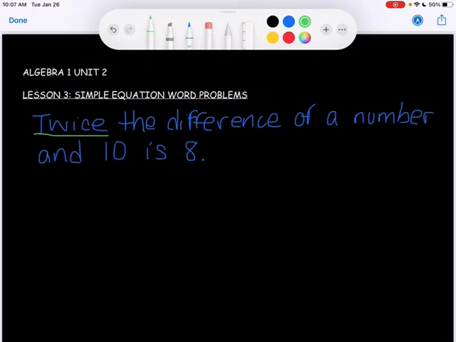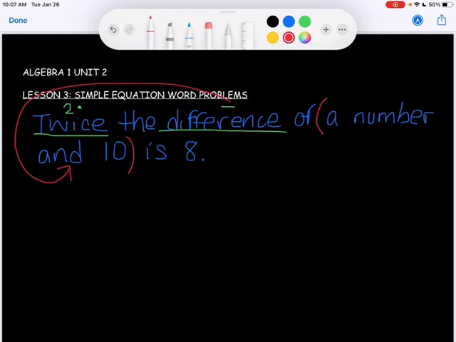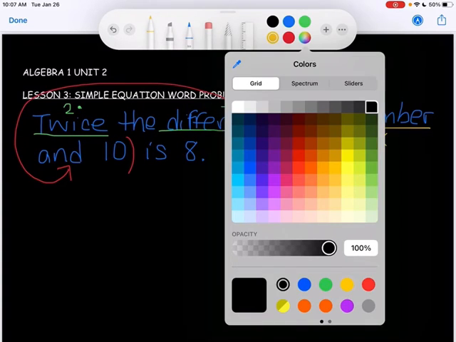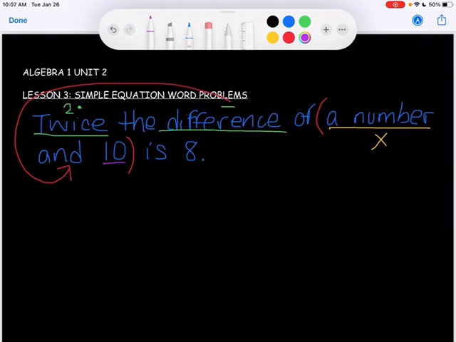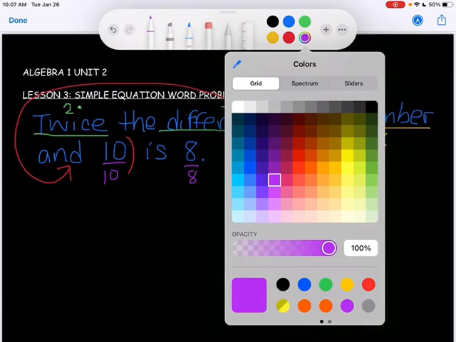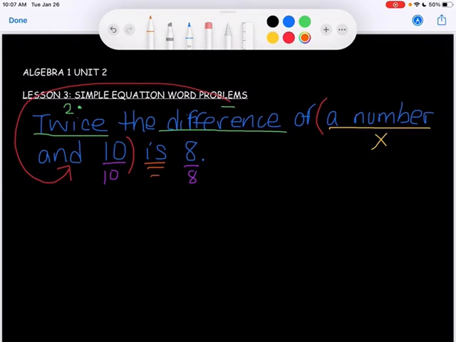Twice means I'm going to be multiplying by 2. Then we've got difference, which means I'm going to be subtracting. Now we've got the of, which is a grouping term. So the two values that come after it, a number and 10, means that difference is going to go between the number and 10. The number, or a number, I'm just going to let equal x. And then we've got 10, and is is just 8. But remember that key word is, whenever you see is, you're going to put an equal sign.